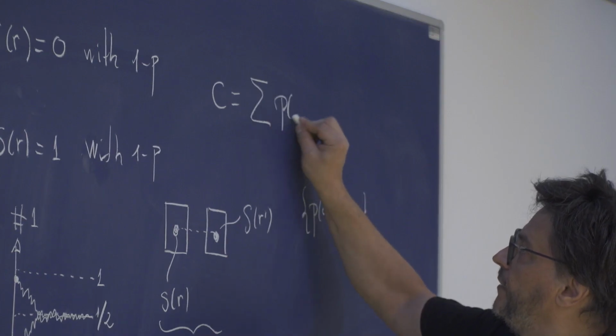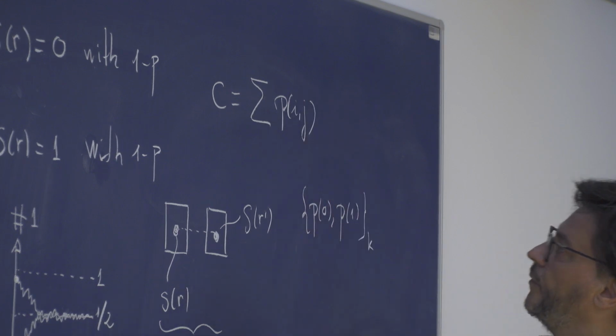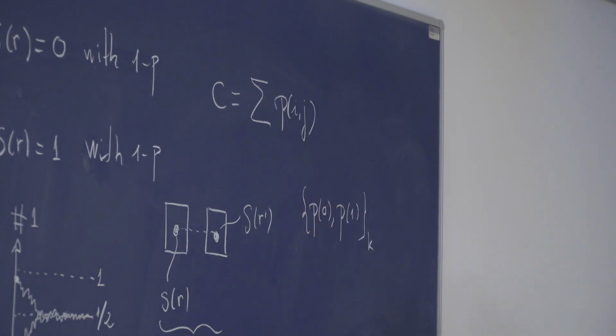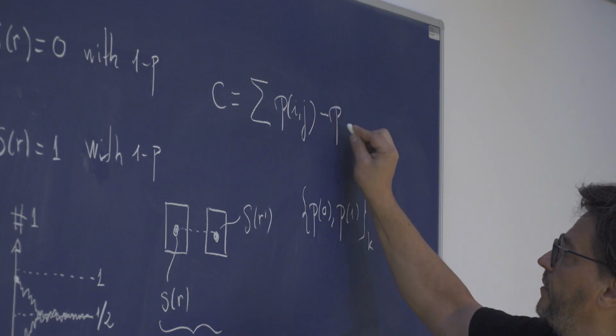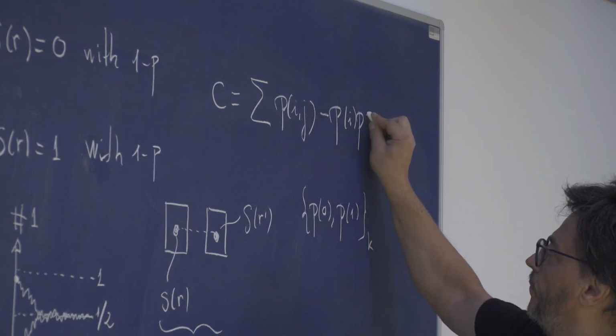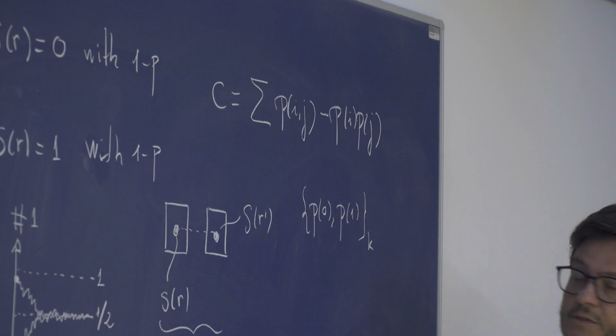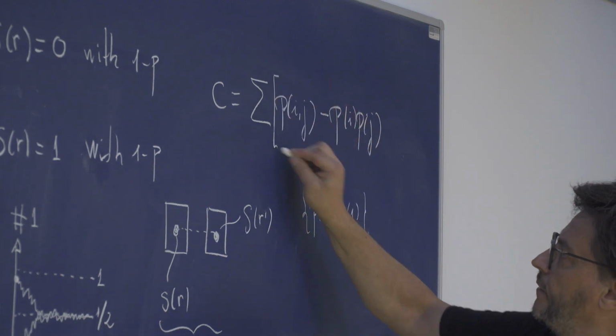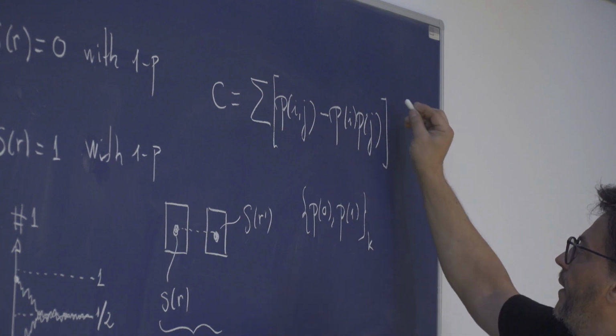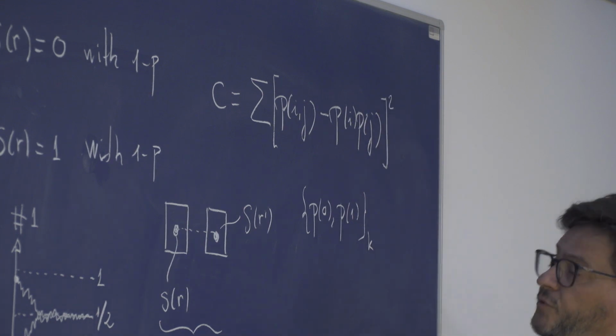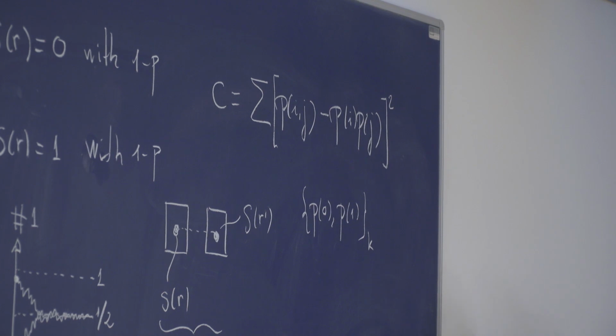I'll take the probabilities of pairs minus, and you'll see why this is a consistent measure of interaction. And I'm going to normalize this. It's not normalize, so make it positive all the time. Why have I chosen this?